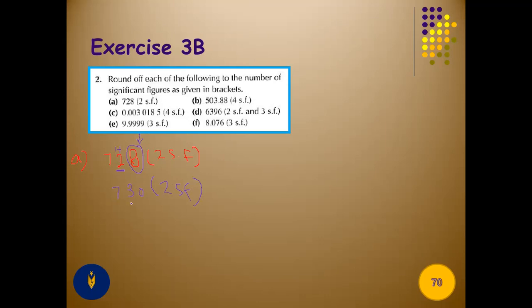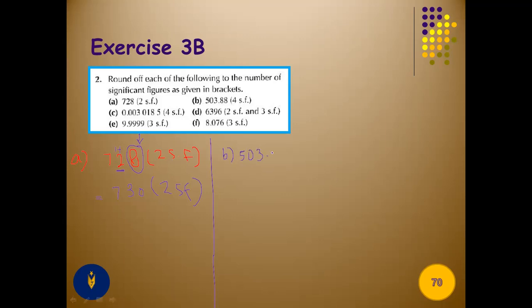Okay, आंसर लिख दिया आपने for example. ठीक है, और फिर end में आप यूं लिख सकते हो, therefore 728 is equal to 730 to the 2 significant figures, or you can also write it as 728 is rounded up to 730 to 2 significant figures, to the nearest 2 significant figures. Okay, like this. Fine. So next is part B.